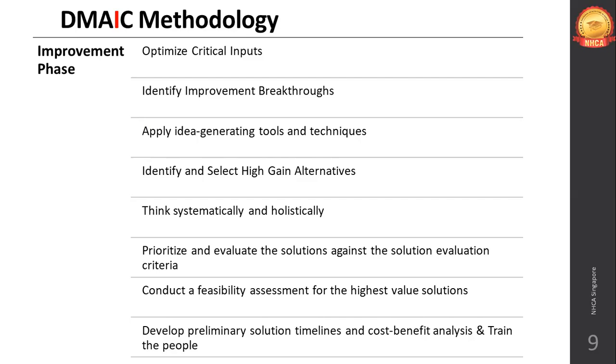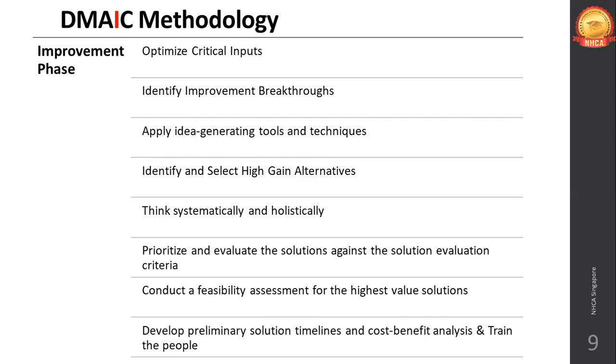Identify and select high gain alternatives. Only keep the processes and steps that will give you high gain. Everything else you have to dump, you have to change, you have to erase it off the face of the organization. Only the steps and processes that will give you high gain will be kept. Think systematically and holistically. Don't think microscopically, think holistically. If you are functioning in one department, holistic thinking means you are not just thinking about that one department, but how this change will contribute to the department and to the entire hospital.